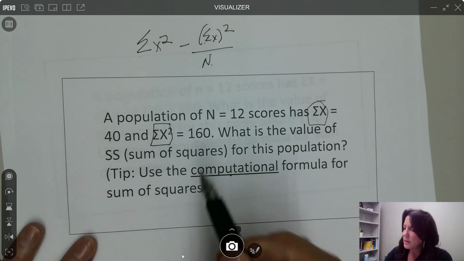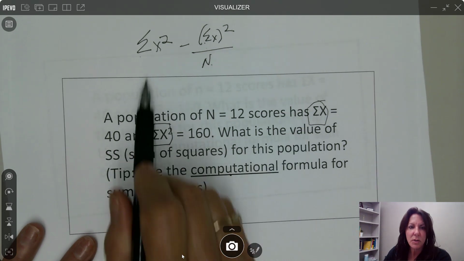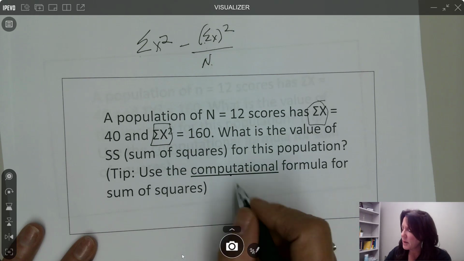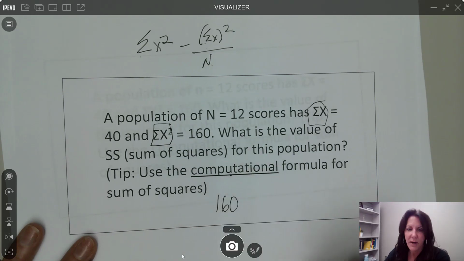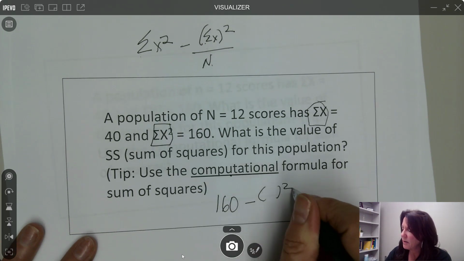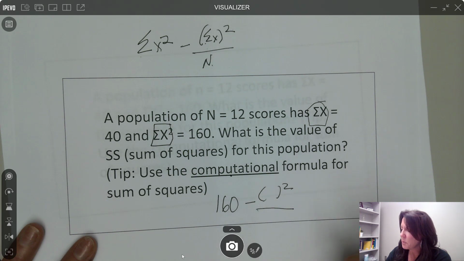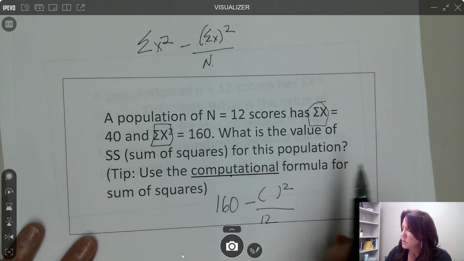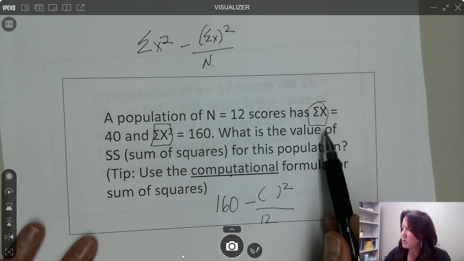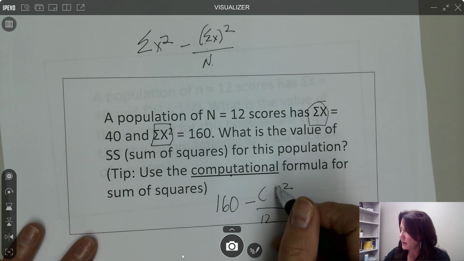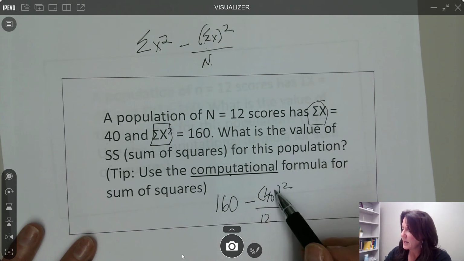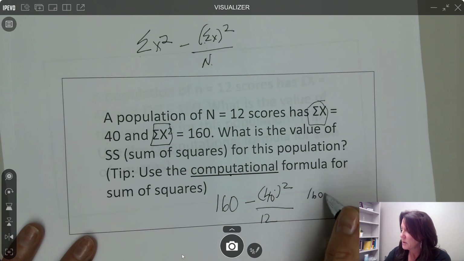So what is the sum of the squared scores? The sum of the squared scores, I just draw down, is 160. So I'm going to write that down, 160, right? Minus something in parentheses squared divided by, what's my n? I can put my n in already, 12. So what is the sum of the scores? It was given here, sum of the scores is 40. All right. So if I square 40, it's 1600 divided by 12.